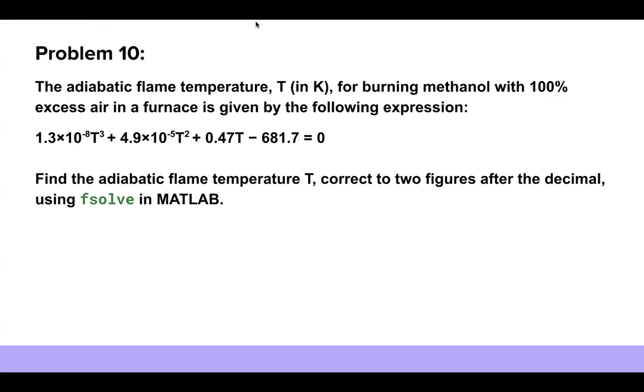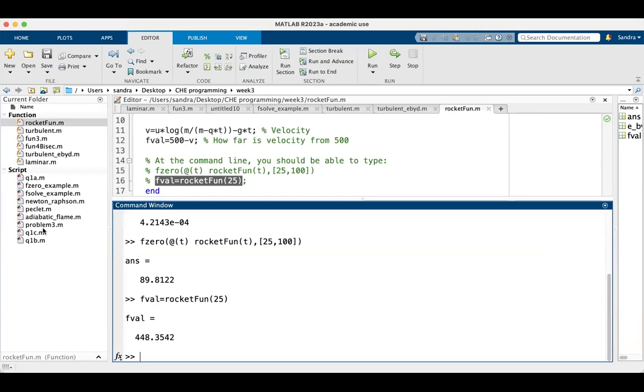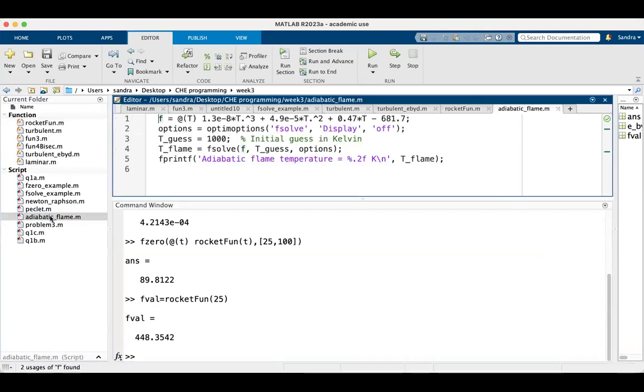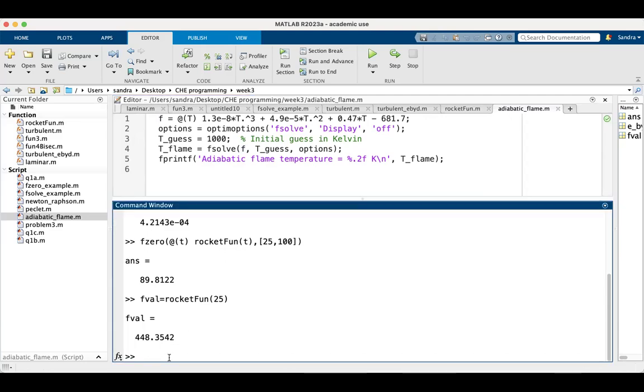How do we solve this question? We'll quickly go to MATLAB. You have to use fsolve. This is the function that we saw, and the temperature is the variable. Every solver like fsolve or f0 will have certain options. You can just go to help fsolve.